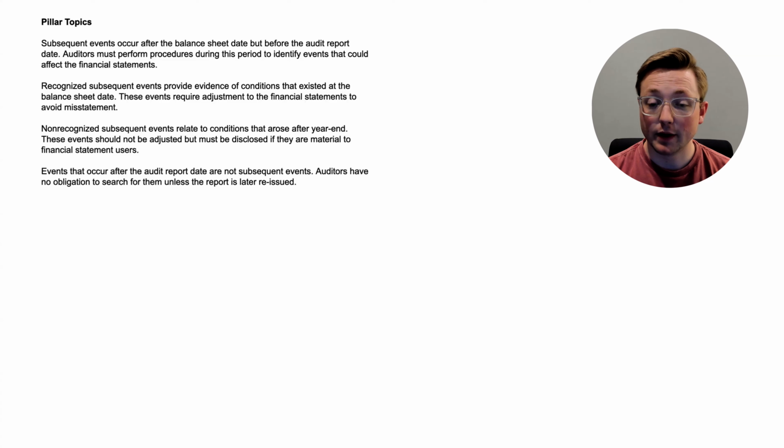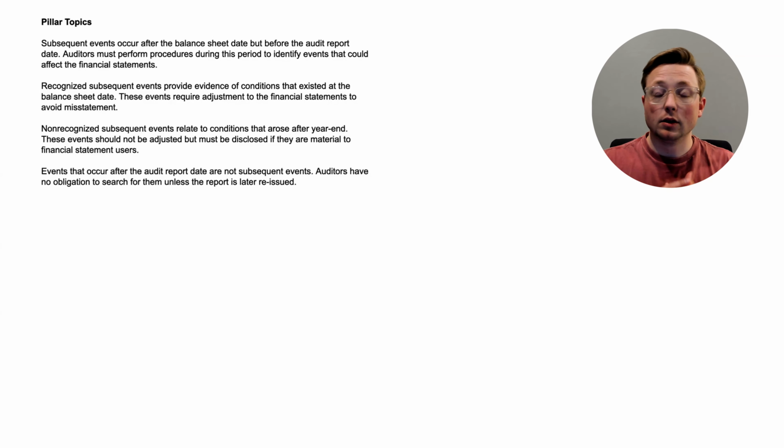Recognized subsequent events provide evidence of conditions that existed at the balance sheet date. These events require adjustment to the financial statements to avoid misstatement. Non-recognized subsequent events relate to conditions that arose after year end. These events should not be adjusted but must be disclosed if they are material to financial statement users. And then events that occur after the audit report date are not subsequent events. Auditors have no obligation to search for them unless the report is later reissued.